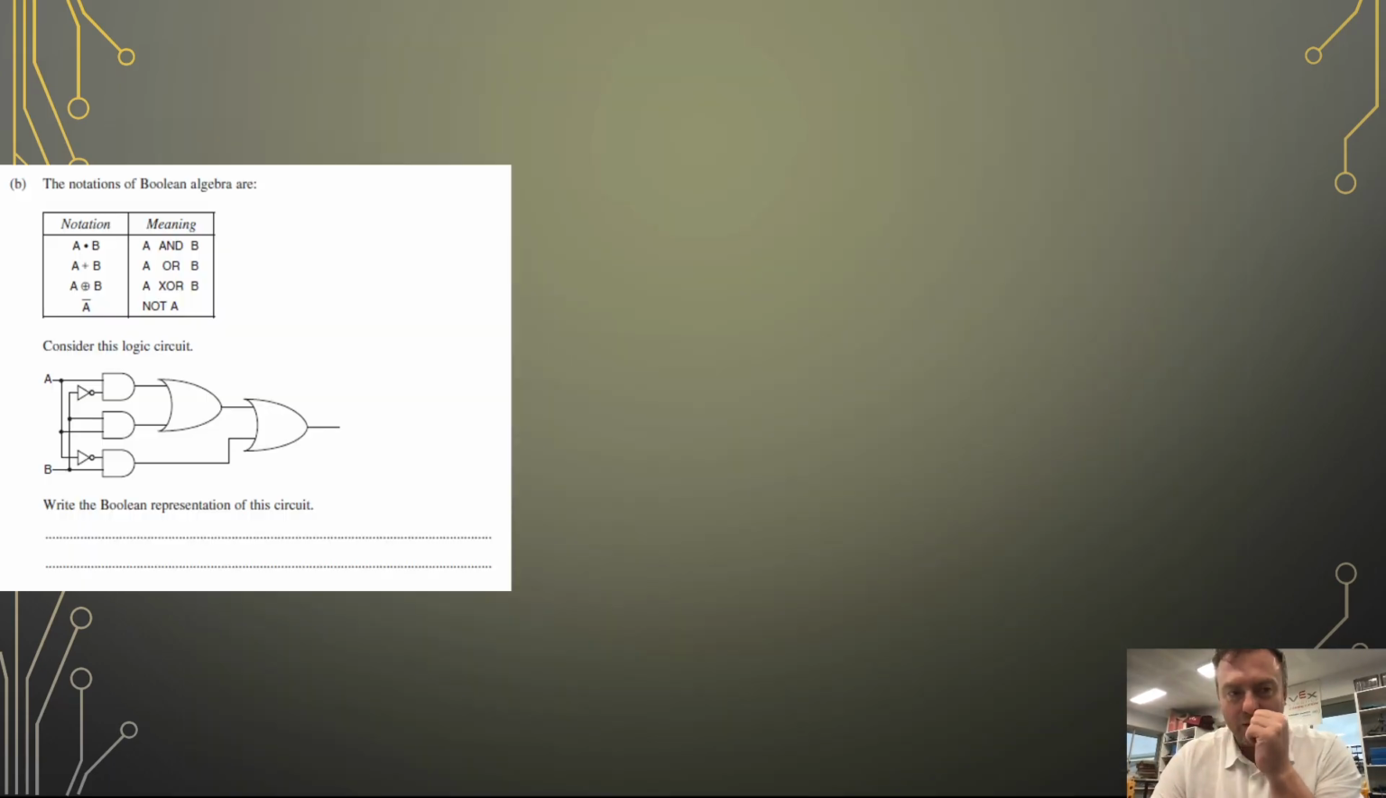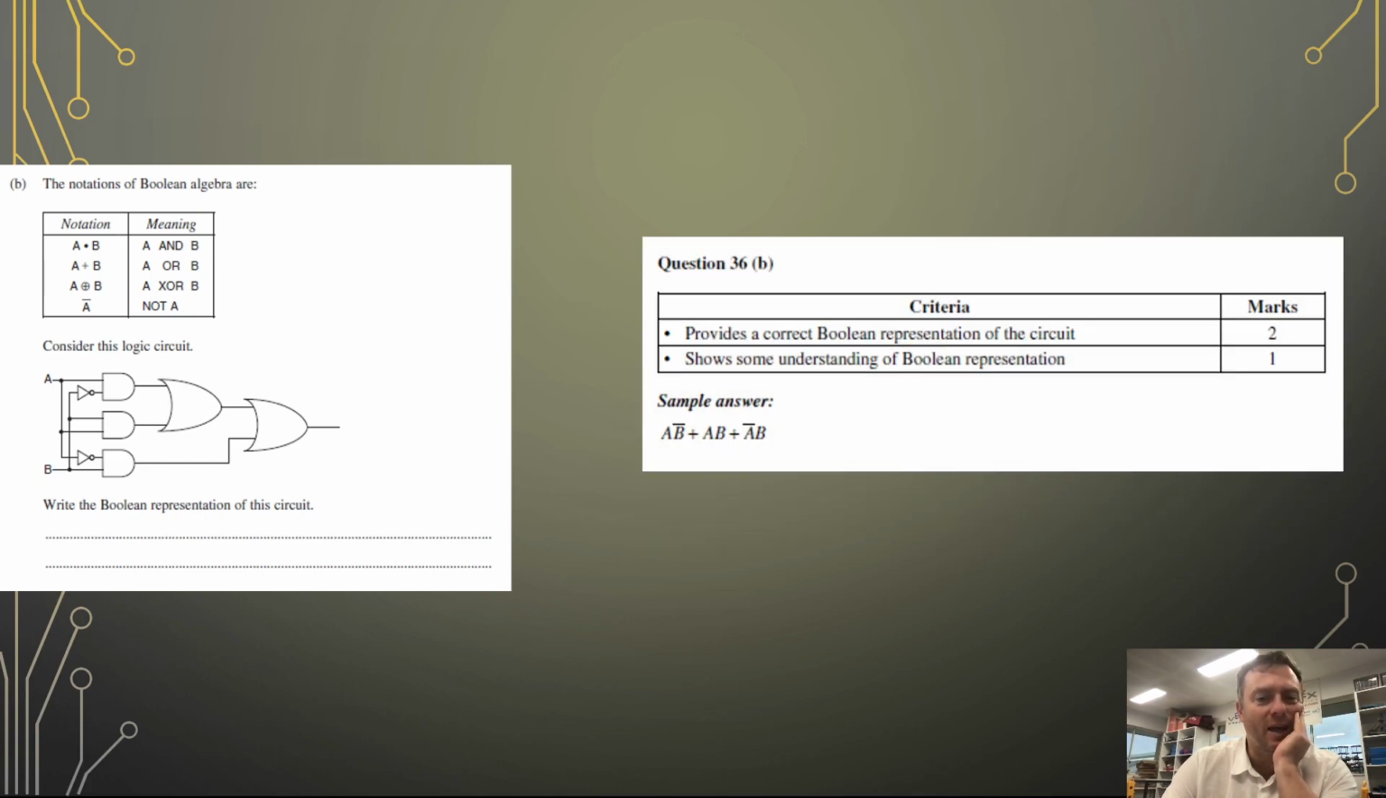Here's the styles of questions that you're going to get. So there's the Boolean algebra with all the different rules. Consider this algorithm, write a Boolean representation of the circuit. So that's the same as A and B, not B, plus AB, plus not A and B.